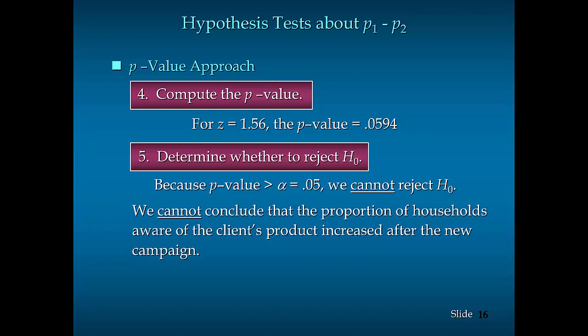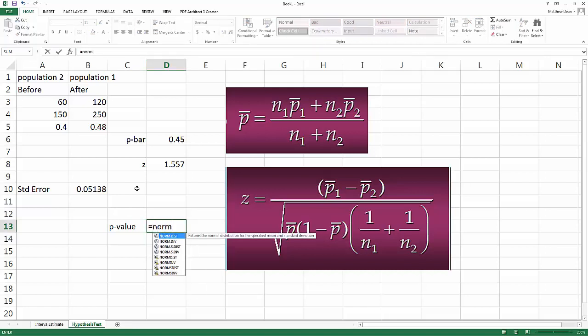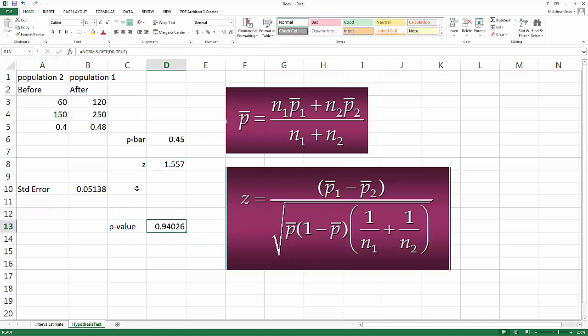So how do I get that p-value in Excel? Let me come down here, p-value. There's another formula called NORM.S.DIST, which takes the z-value, which we just calculated, and a second parameter called cumulative. We want TRUE, which means give me everything up to it, because it's the cumulative distribution function, not the density function.